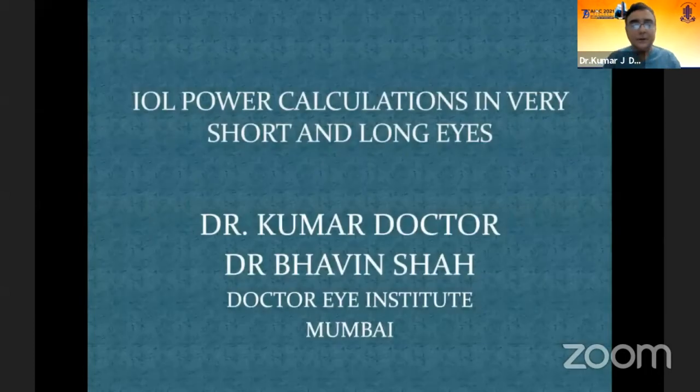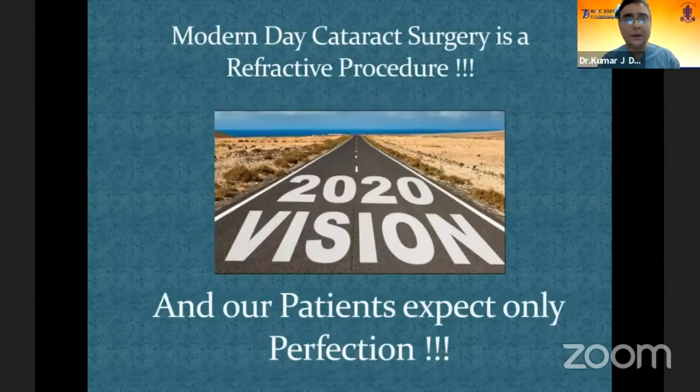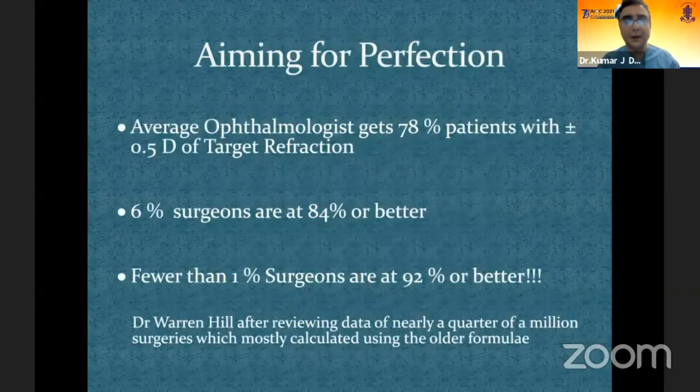I loved ma'am's presentation. I'm going to talk about IOL calculation in very short and long eyes. In modern-day cataract surgery, the refractive outcome has to be 20/20; that is the perfection our patients expect. On average, in ophthalmology, 78% of patients hit the target, 0.5 to 0.6% of surgeons reach 84%, and fewer than 1% of surgeons are at 92%.